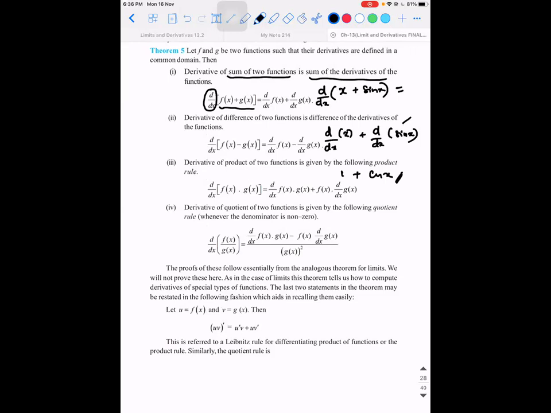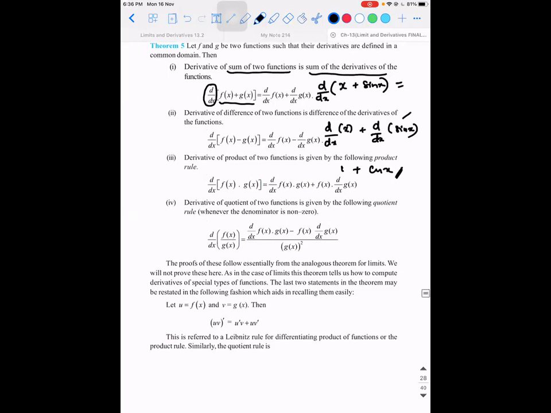Similar way, if you want to find the derivative of the difference of two functions, find the derivative of each function separately and subtract them. Got it?